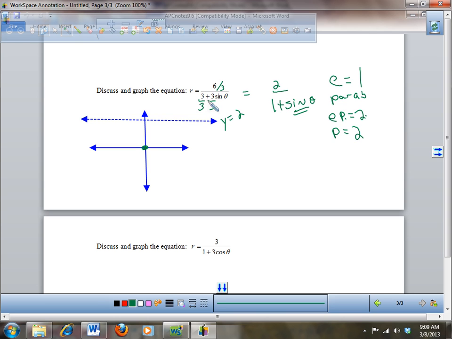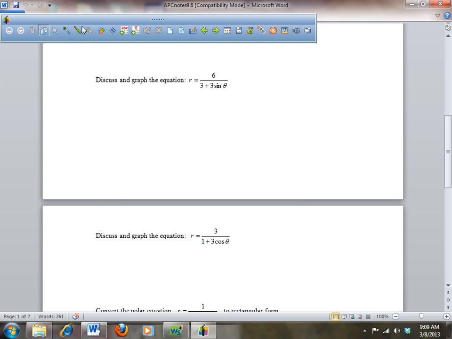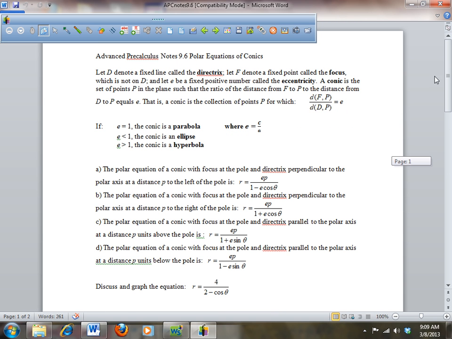Wait, no, I think the last P one was 4. Yeah, but it says, since it's a minus sign, going back, where'd my sheet go? See, going back, it says 4, if it's minus, it's to the left of the pole. If it's plus, it's to the right of the pole, okay? In this case, it's plus, so we're looking at this one, okay? The equation is a conic with focus at the pole, directrix parallel to the polar axis, distance P units above, okay?